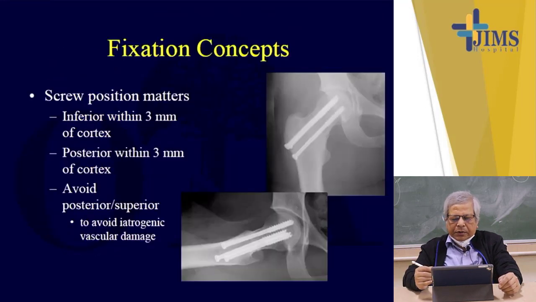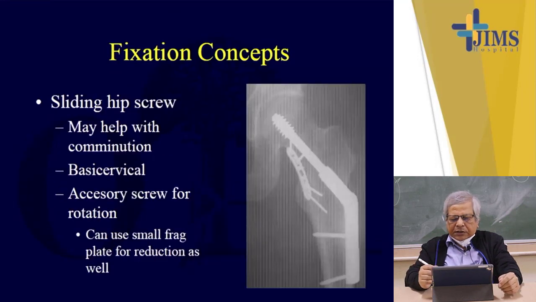This is another example. 3 screws, or a sliding hip screw. Some people are putting a plate. This is done by open reduction, putting a small plate here.